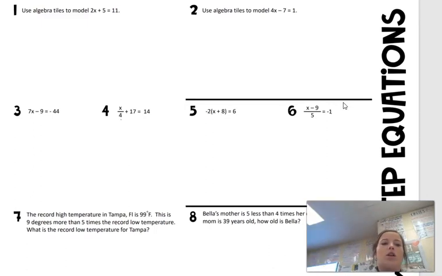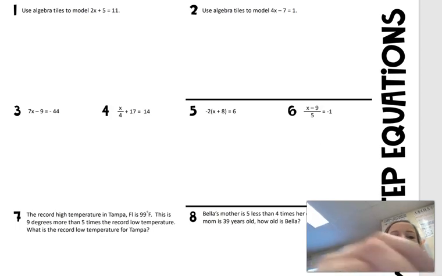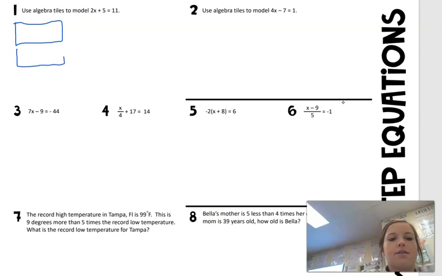So, number 1 says, use algebra tiles to model 2x plus 5 equals 11. So this is just a way that can help you see this equation. You do not have to know how to do this. You're not assessed over how to do this. This is just another way for you to visualize this equation. So we have two x's. So we have one x here and another x here. So we have positive, positive.